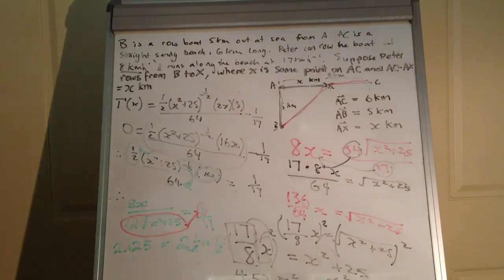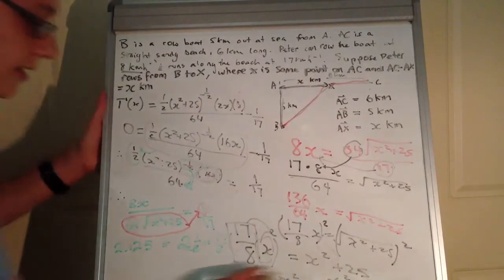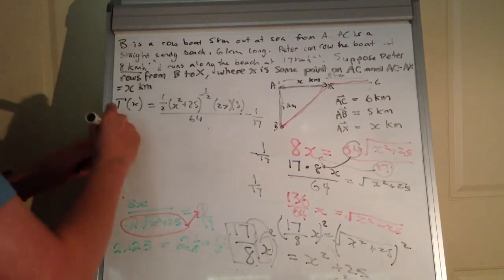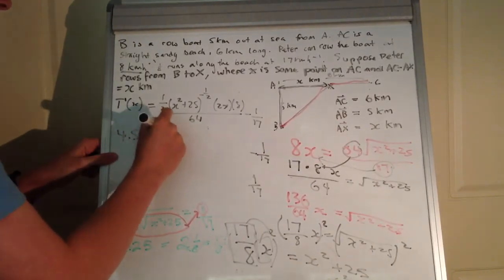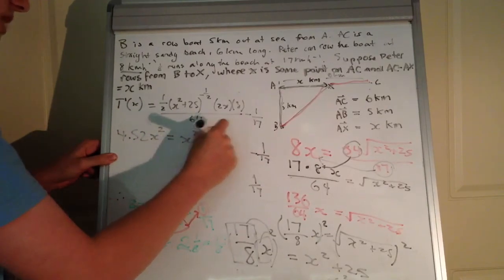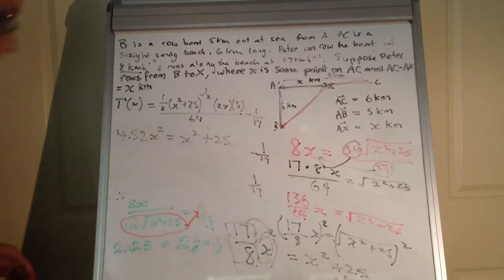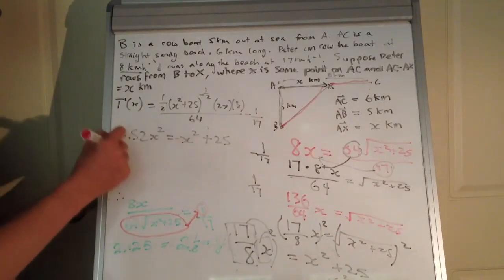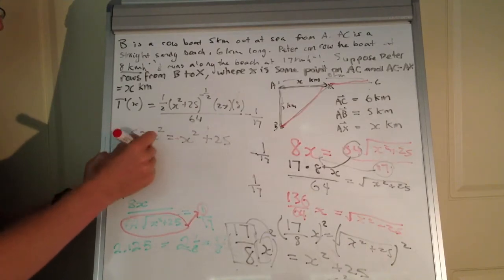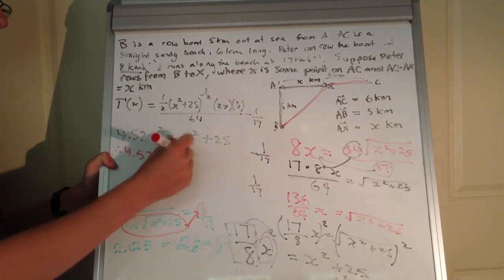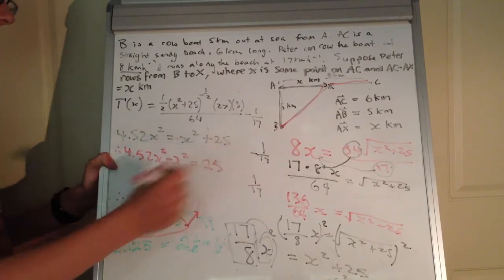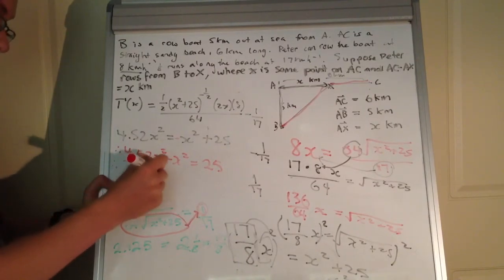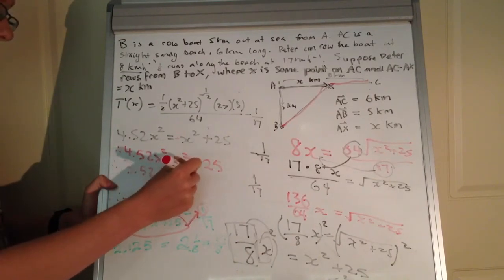Okay, so what I'll do is I'll actually rewrite this up here. And what we have is 4.52, as I said before, x squared equals x squared plus 25. And so what we do is we want to get our x's on one side, so because this is positive x squared here, it's going to be negative on the other side. So therefore, 4.52 x squared take x squared equals 25. Again, I've just moved it from that side to that side, and then we simplify. So 3.52 x squared is going to equal 25.